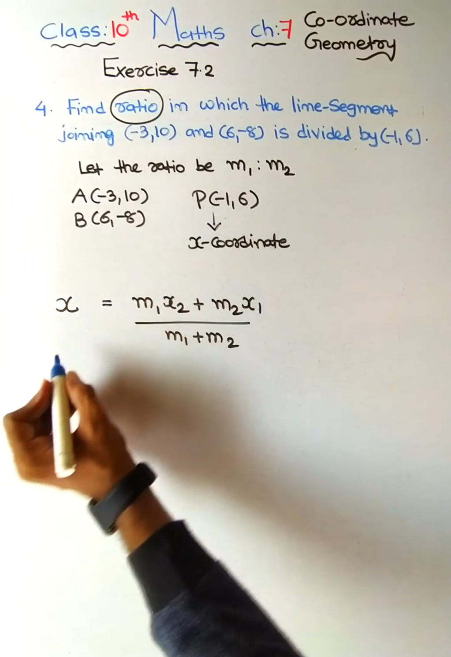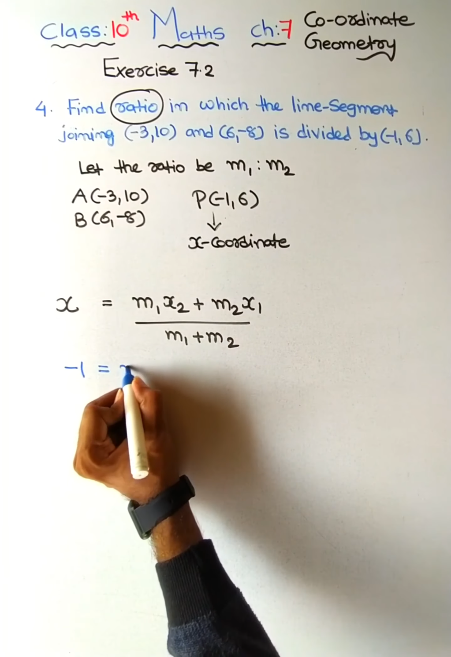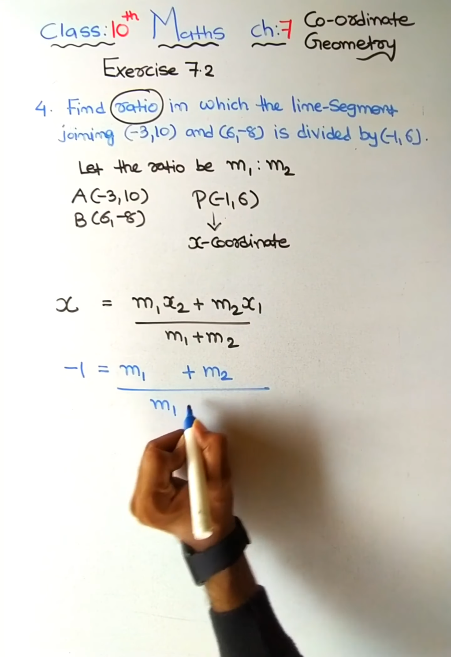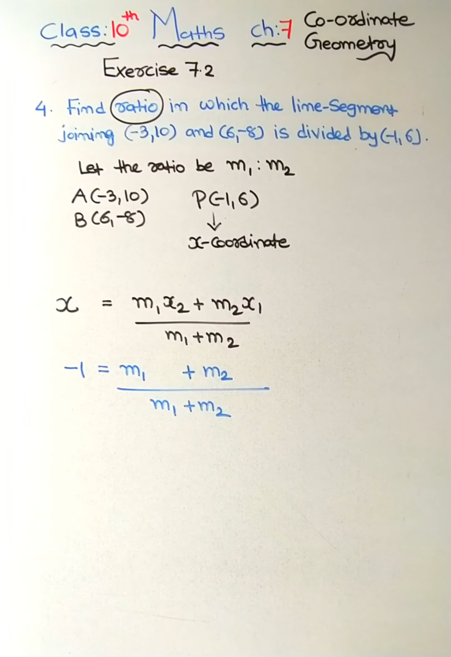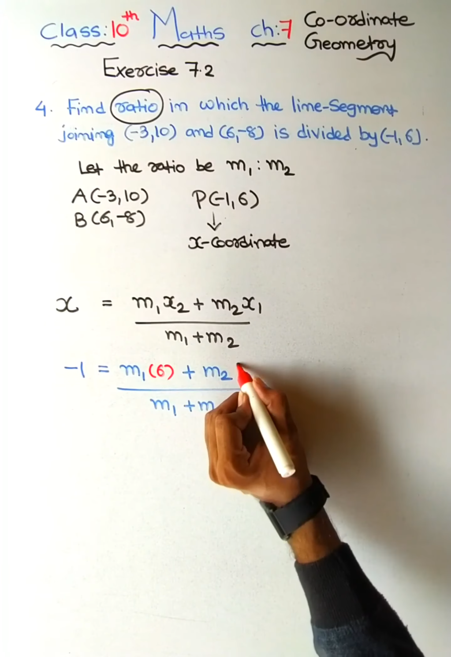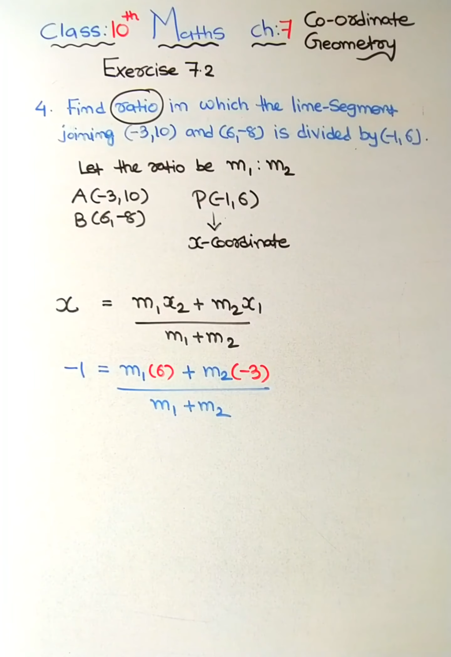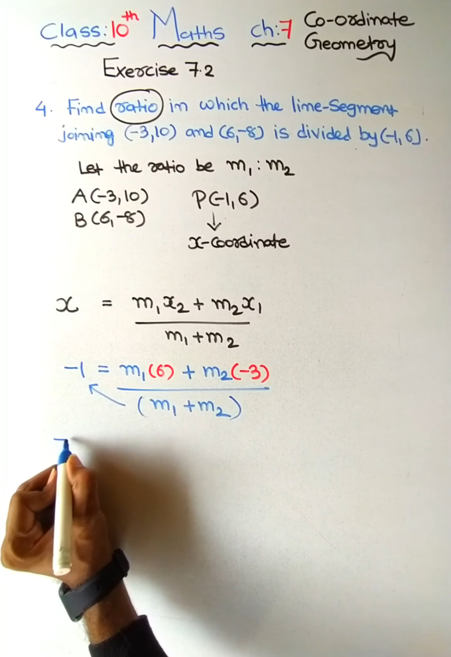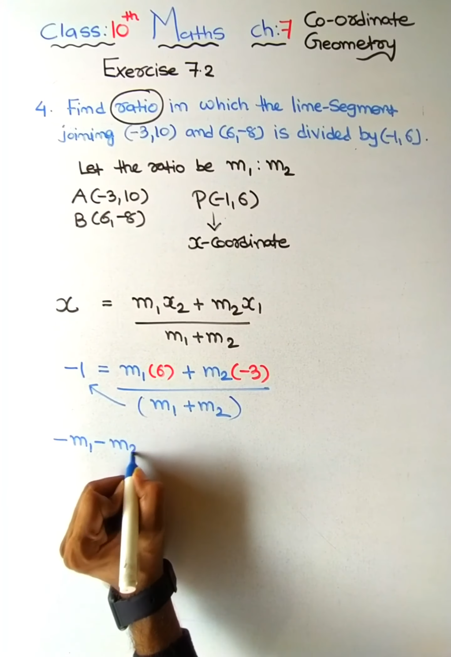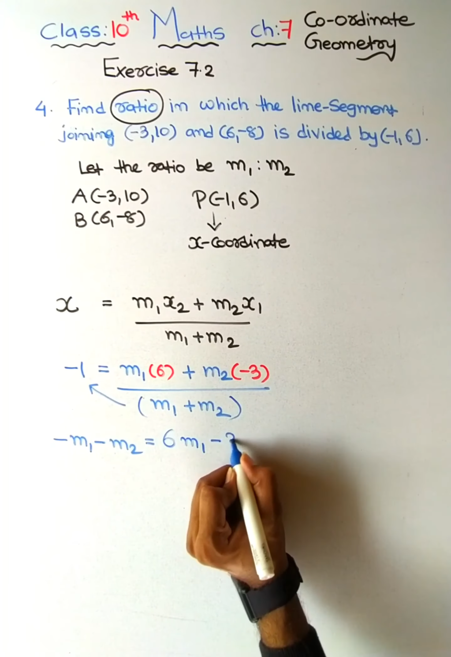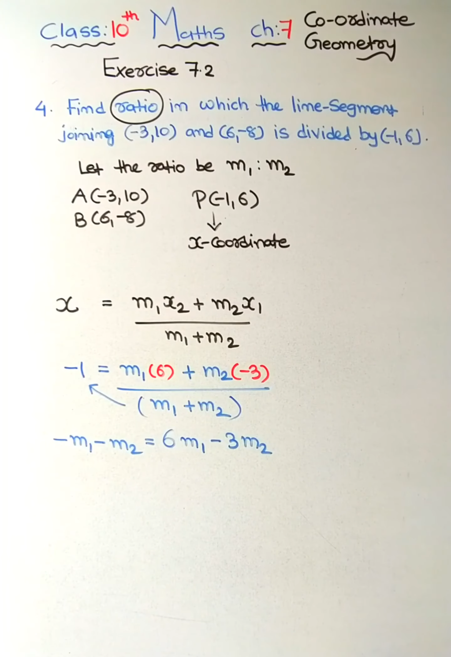So x coordinate of dividing point is minus 1 equals to m1 we are finding, m2 again we are finding, m1 and m2 we are finding. So what we are having is only x2 and x1. So x2 is 6 and x1 is minus 3. So let us solve this. Here m1 and m2 will go with this side, so it will become minus m1 minus m2 is equal to, here it is 6 m1 minus 3 m2. Now let us take m1 on one side and m2 on one side, and then we will do the ratio.